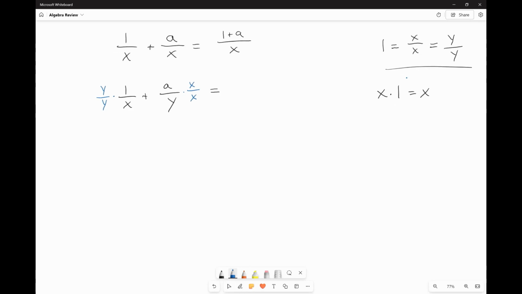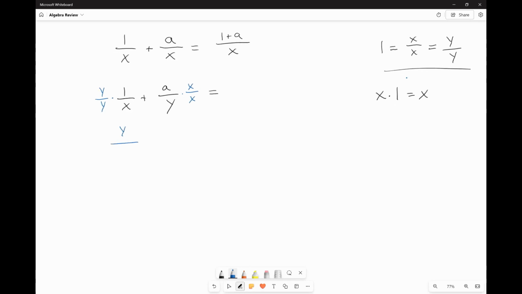So if we did that, we would have y divided by yx plus ax divided by yx. And now all of a sudden, we have two fractions that have the same denominator. And so we can add them together: y plus ax divided by yx. Sorry, my y's aren't very good here. There we go.